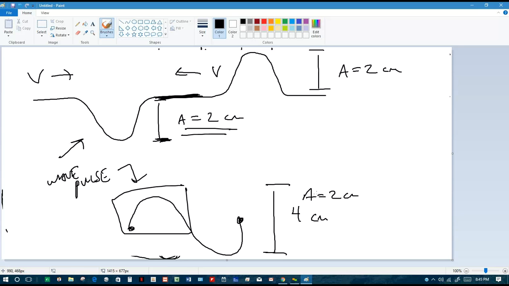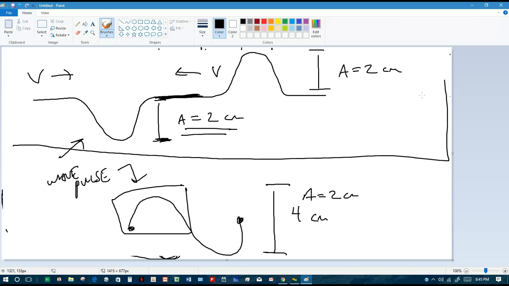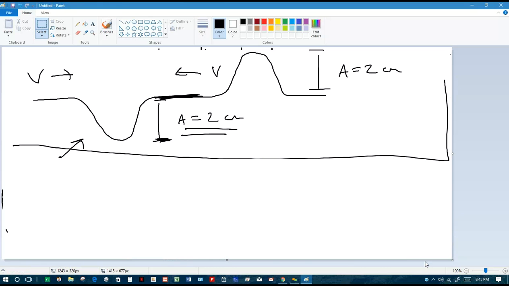You don't half it. And so the point is, when these 2 waves that I've drawn in this top picture collide with each other, they actually destroy each other. That's called destructive interference. And so you can think of this height here, since it goes down, as a negative 2 centimeters because it goes downwards. And you can think of this one as a positive 2 centimeters because it goes up.